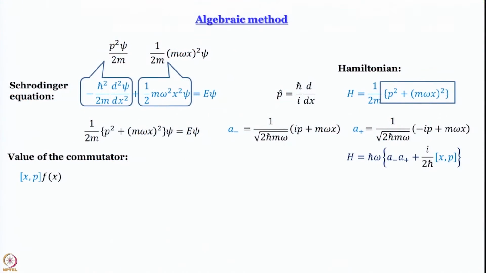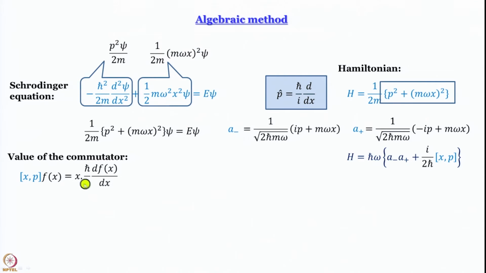Here also the commutator of x and p is itself an operator and must operate on some function. Let us take a general function f(x), and let us see what happens when the commutator operates on f(x). While doing that, let us not forget that the momentum operator is h cross by i d/dx. We are going to use it. Let us do it.